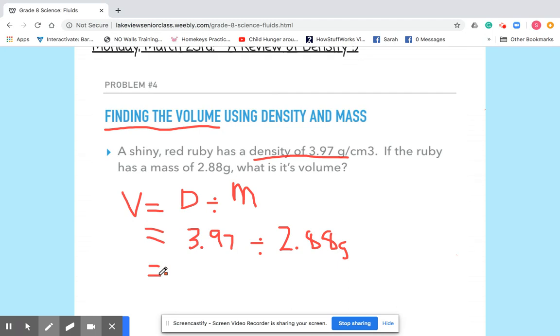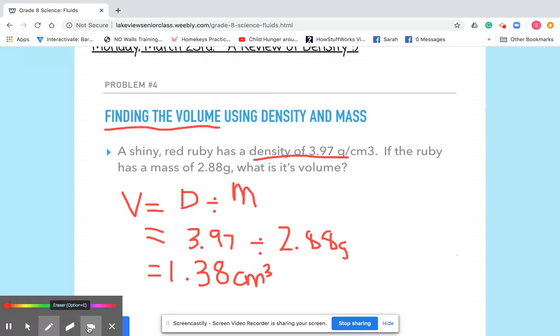Now, when I divide those out on my calculator, everybody get their calculator, punch in 3.97, the division button, divided by 2.88. And the volume is going to be 1 decimal, and we're just going to round this, 1.38 cubic centimeters. And that's our volume of our ruby. Okay, excellent. So just take a moment then to finish writing down that problem and the answers. And then I'm going to show you where your follow-up work will be.